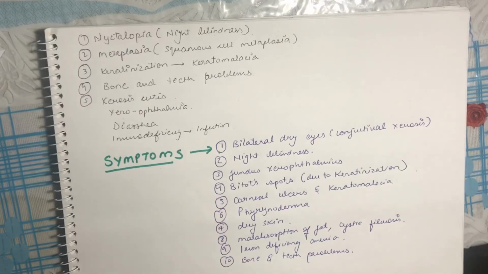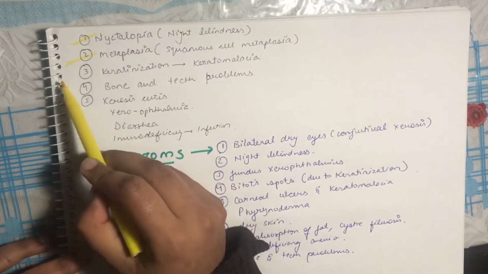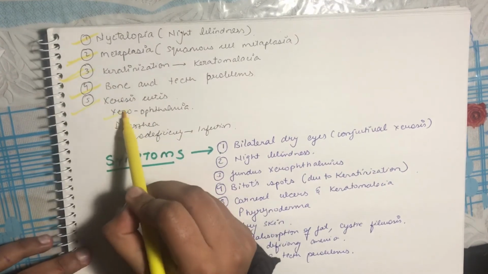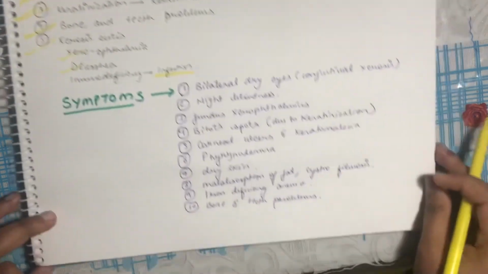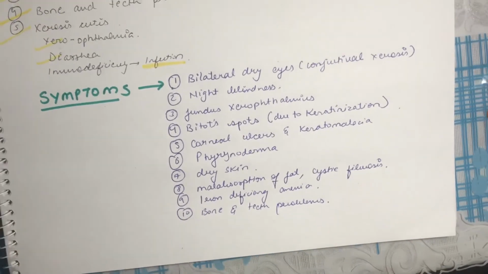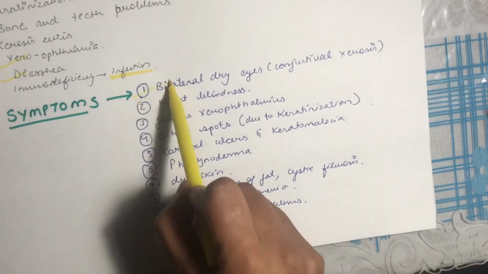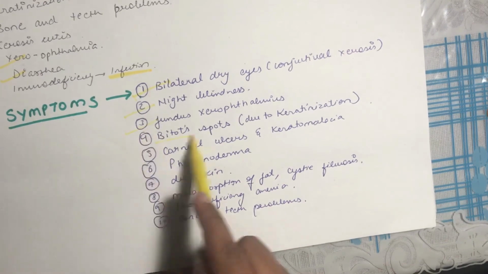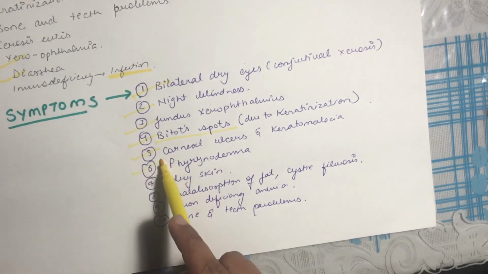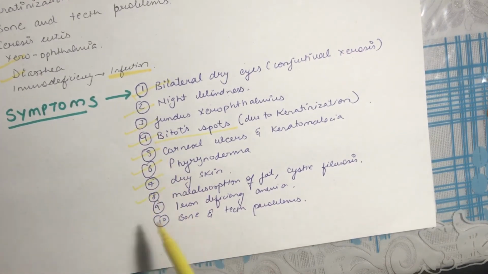So what happens if there is a vitamin deficiency? We can see nyctalopia, that is night blindness, metaplasia, keratinization, keratomalacia, bone and teeth problems, xerophthalmia, and if deficiency, infection. So what are the symptoms? There are bilateral dry eye, night blindness, Bitot's spot, corneal ulcer, dry skin, malabsorption of fat, cystic fibrosis, iron deficiency, and bone and teeth problems.